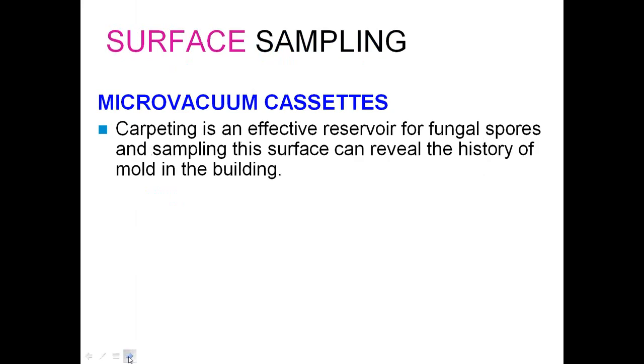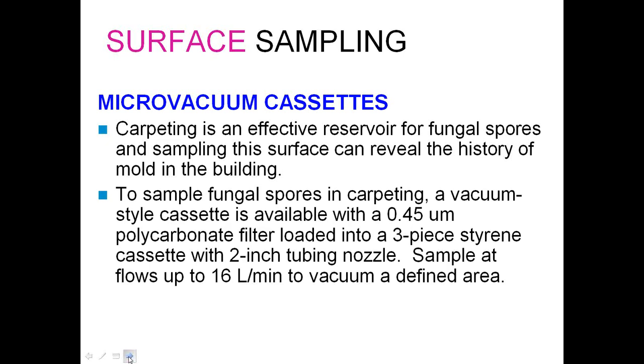Next, let's discuss surface sampling. Carpeting is an ideal test surface. It's just sitting there. It's an effective reservoir for fungal spores and can reveal the history of mold in the building. To sample fungal spores in carpeting, we typically use a vacuum-style cassette.